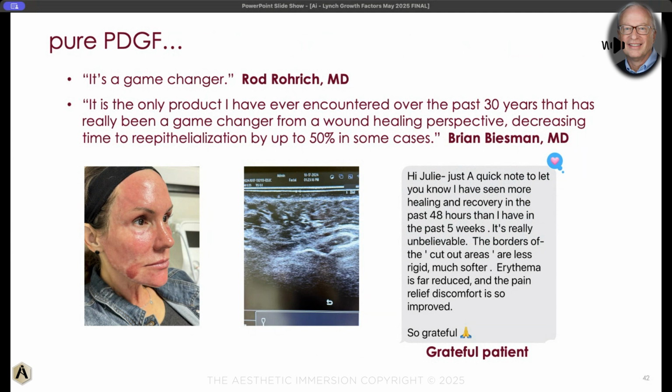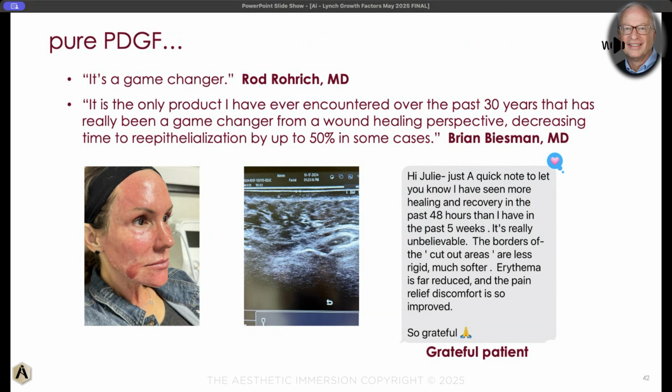A grateful patient quote there, sent to Julie Bass Kaplan: a quick note to let you know I have seen more healing and recovery in the past 48 hours than I had in the past 5 weeks. It's really unbelievable. This patient had a severe laser burn in their connective tissue, their dermal layer. She said the borders of the cutout area are less rigid, much smoother, erythema is far reduced, and the pain and discomfort are so improved.